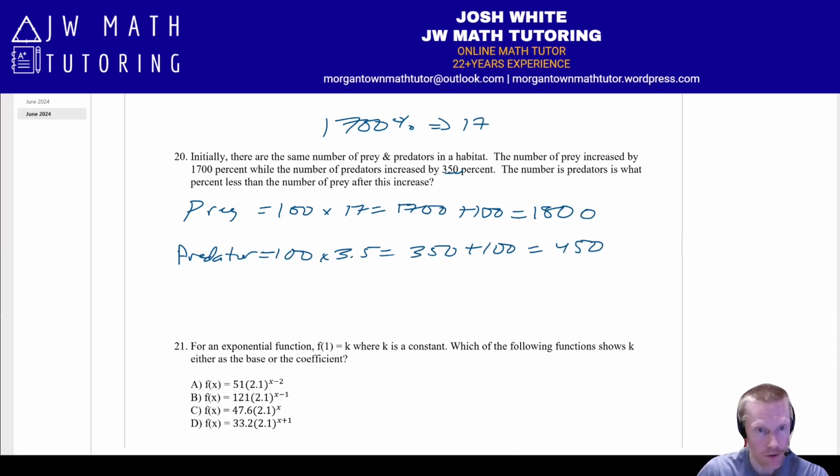Now, the number of predators is what percent less than the number of prey. So all we have to do is find the difference between them.